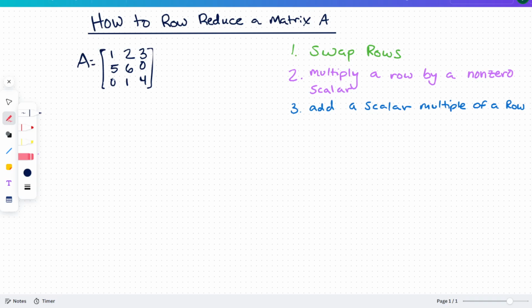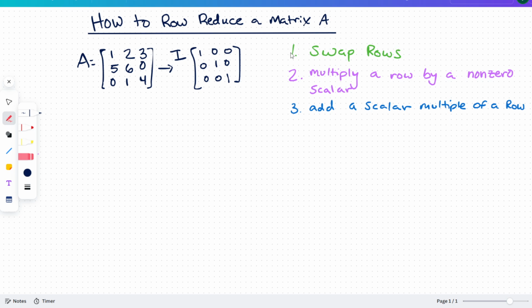In this video, we're going to try to get this matrix A to look like our identity matrix I using the row reduction techniques we see here. So first we have to look at what our row reduction techniques are.